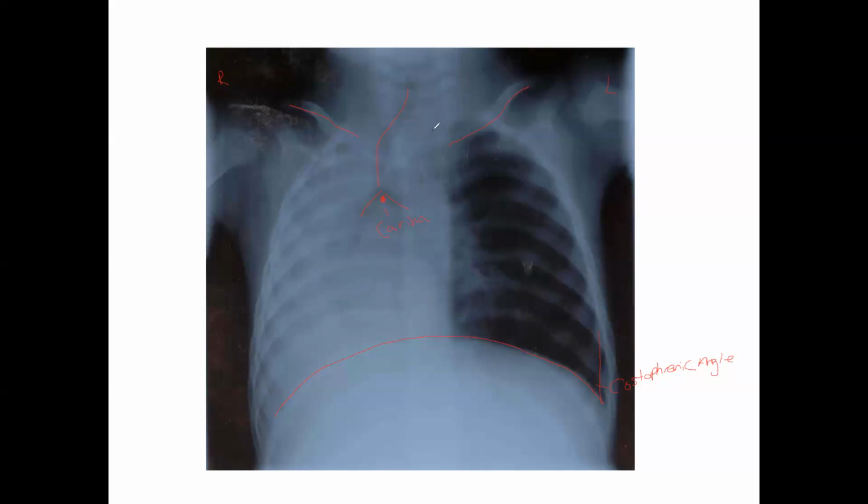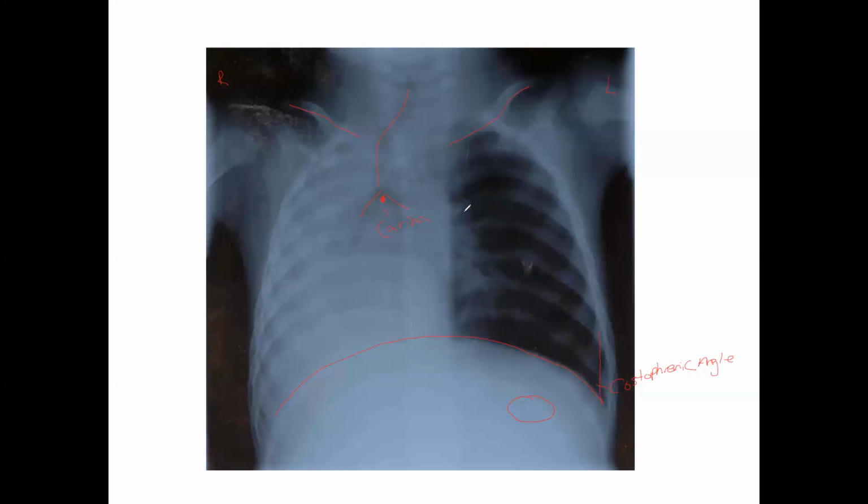Again, you want to be able to see the entire chest on the film. It's kind of blotted out here, but there should be down here a radiolucent bubble. That would be your gastric bubble. You'd see that over the area of the stomach.